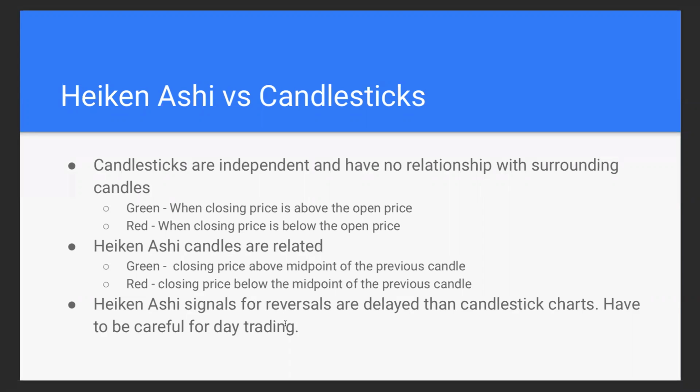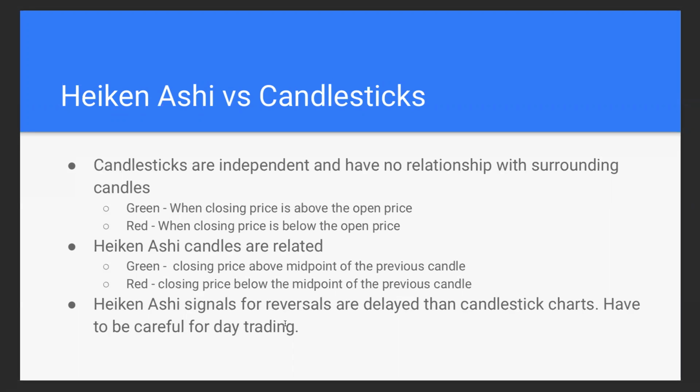Now, Heiken Ashi candles are related, as I showed you. It depends on the previous candle. Like in your time frame, if you are on the daily chart, it's dependent on the previous daily bar. If it is on a weekly chart, it is dependent on the previous weekly. It is available on all time frames. So if you see here, a Heiken Ashi candle will be green when the closing price is above the midpoint of the previous candle. This is very critical, guys.